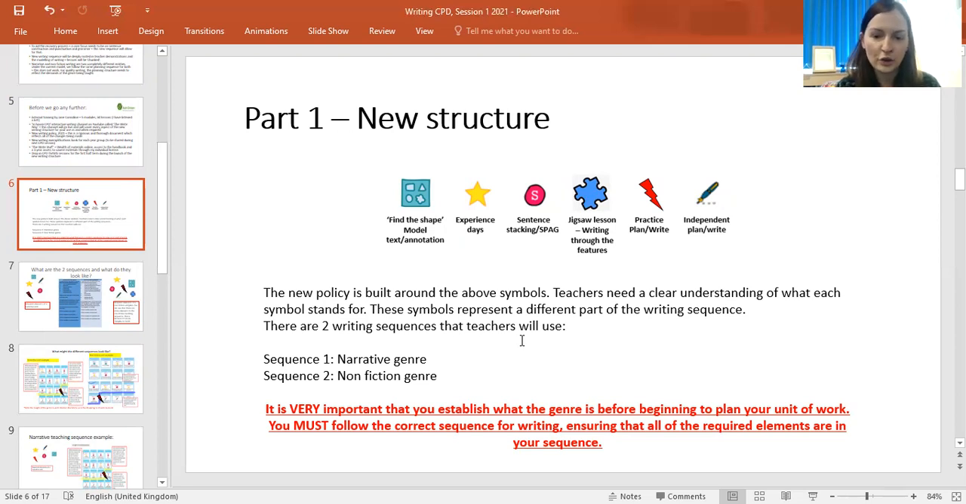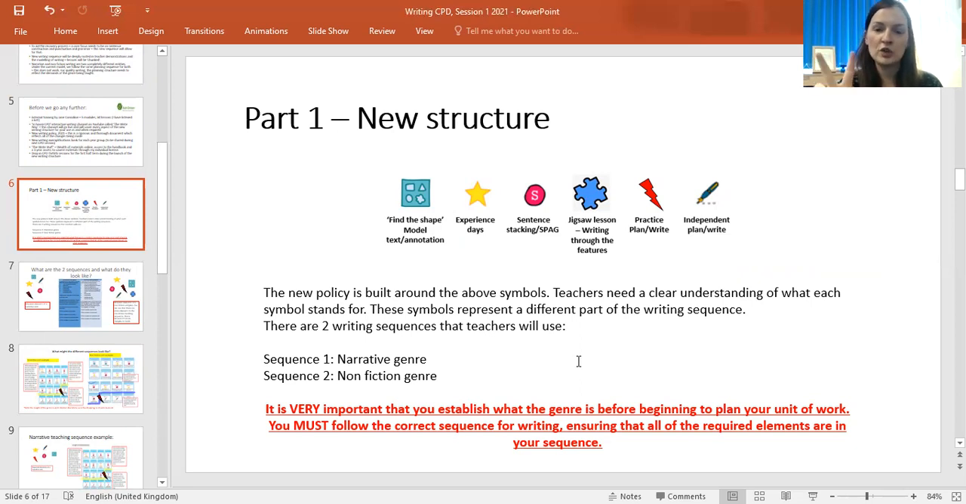Now, before I go any further, these symbols, which I'll show you later on, will now be on children's success criteria, which there's a separate template for all staff. So every lesson, children and staff will see these symbols, and this will help children to familiarise themselves with what part of the sequence they are on. And the big thing to remember in this new structure is there's not one planning sequence anymore, there is two.